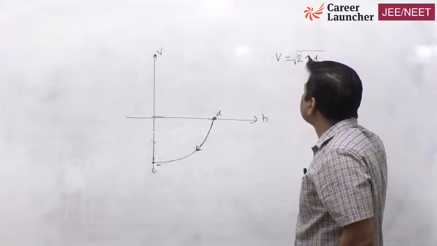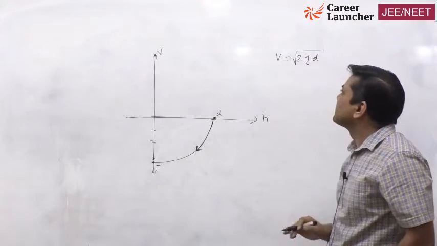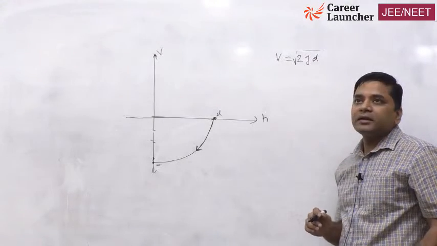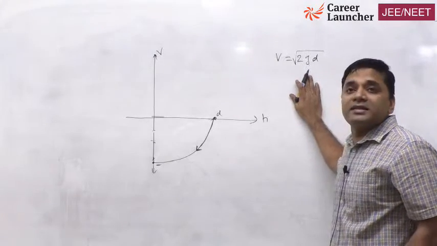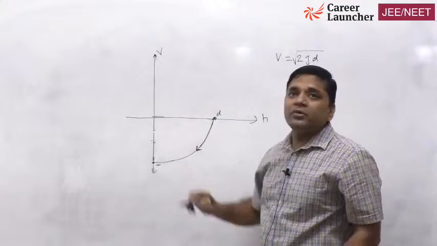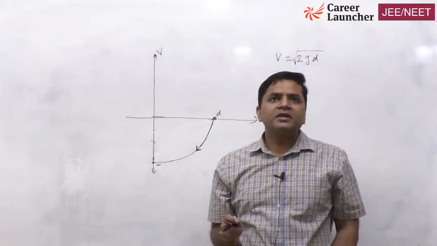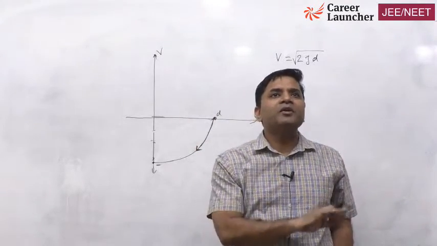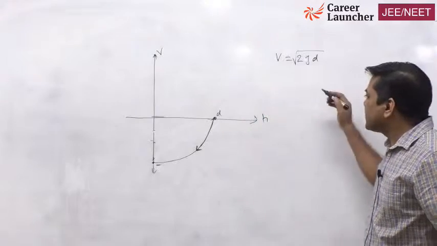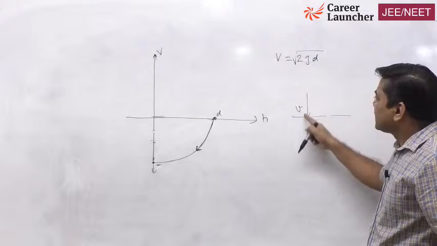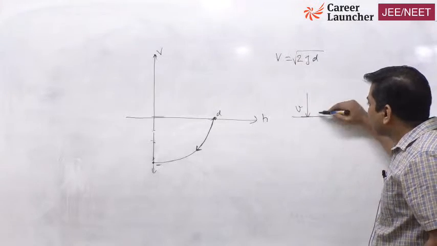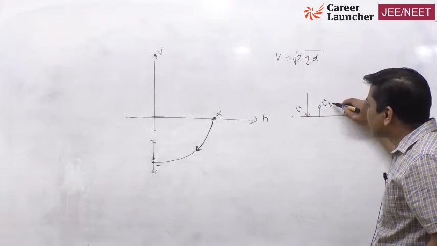Root 2gd. Why? Initial velocity is this, so this is the velocity. After hitting, the velocity will no more be root 2gd; it will be lesser. Why? Because it's reaching only d by 2. Even though they are not asking in this question how much velocity is required, you can calculate it on your own. Let's see how. After hitting the ground, this is the velocity v just before hitting, and after that it has a velocity, say v1.